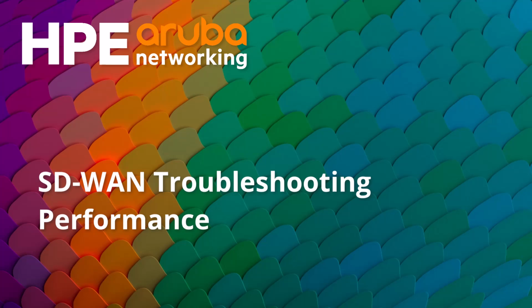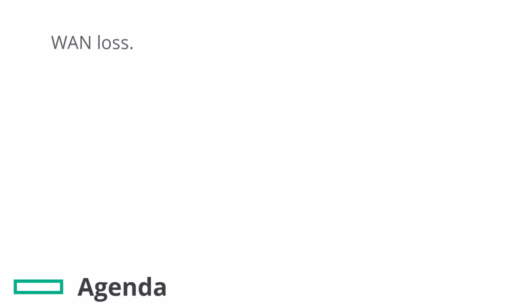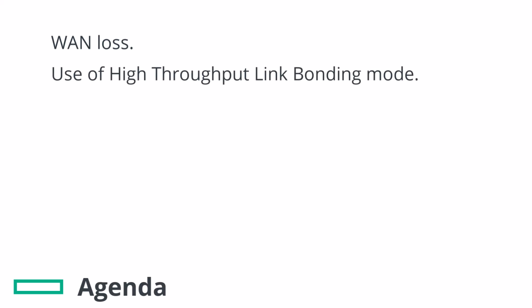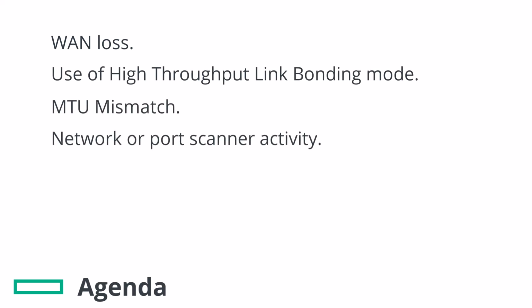In this video, we'll troubleshoot some performance issues. We'll cover boost specifically in another video, but the topics in this one can be applied to flows with or without boost applied. We'll cover the most common examples including WAN loss, use of high throughput link bonding mode, MTU mismatch, network or port scanner activity, and ECV resource starvation.